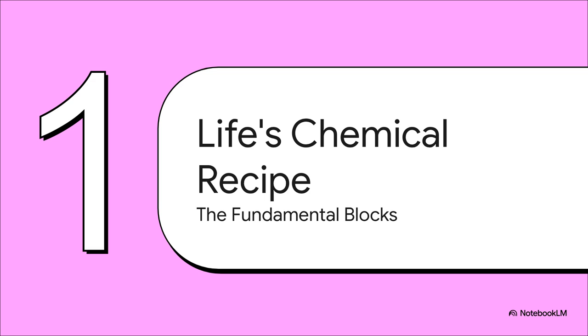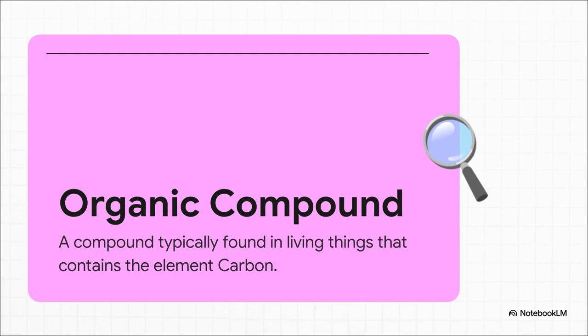Okay, so first things first. Before we can build anything, we need to know what ingredients we're working with, right? Let's look at life's basic chemical recipe. The first big idea we need to tackle is something called an organic compound. Now, don't let the name fool you. This has nothing to do with the fancy aisle at the grocery store. In chemistry, organic just means one thing. It's got the element carbon in it. And carbon, oh, it is the absolute star of this show.